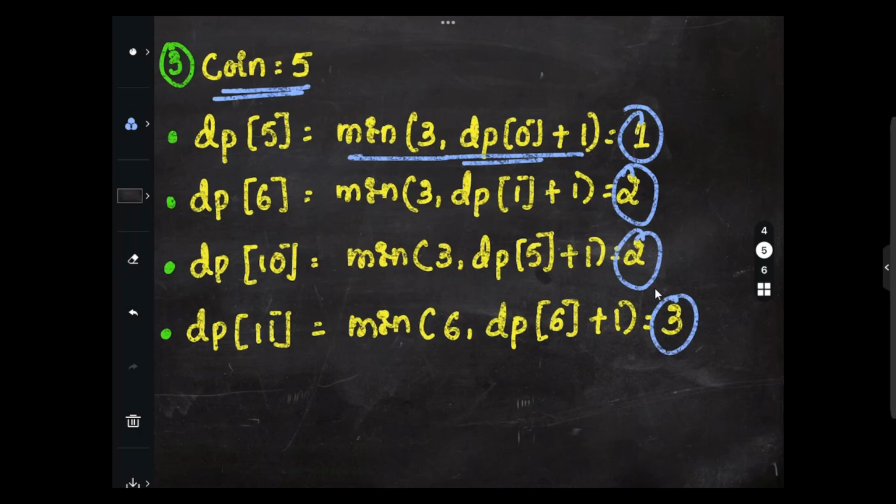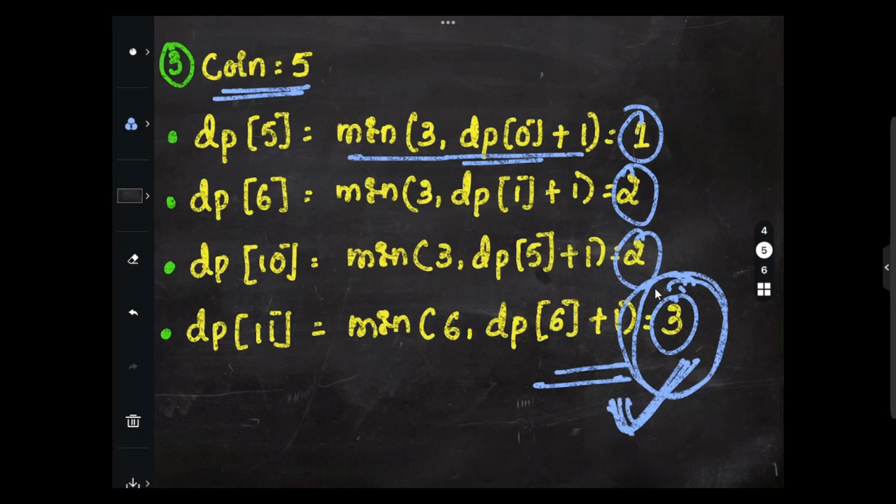So here dp of 11 equals min of 6 comma dp of 6 plus 1. In this case dp of 6 is nothing but 2. 2 plus 1 will be 3. Min of 6 comma 3 will be 3 itself, right? So this is fine. We got 1, 2, 2, 3. So this last one, which we got here as 3, we will return as output. This will be our output.